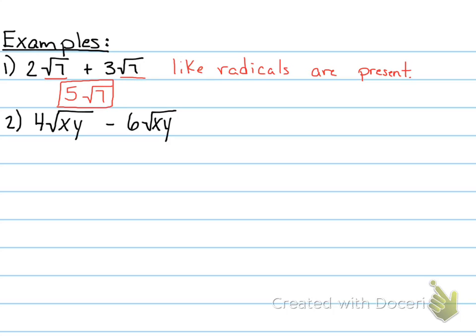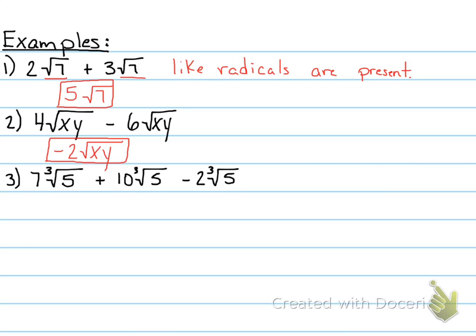Second example. We have the square root of xy both times, so we carry it down. We have the 4 minus 6, which is negative 2, so we have negative 2 square roots of xy. Third example. We have 7 cube roots of 5 plus 10 cube roots of 5 minus 2 cube roots of 5. All of those radicals are like radicals. So we carry down the cube roots of 5. 7 plus 10 is 17, minus 2 is 15. So it's 15 cube roots of 5.